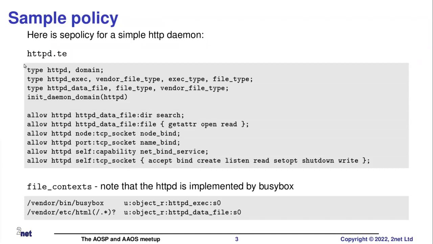So that's the policy for the daemon, and then here is the file contexts. So we are labeling. Actually, the daemon in this case is BusyBox. We're just using BusyBox in a very simple way. So we're labeling BusyBox as being a HTTPD exec, and we're labeling the directory that contains the HTML files, which happens to be in vendor etc. We're labeling those as HTTP data files.